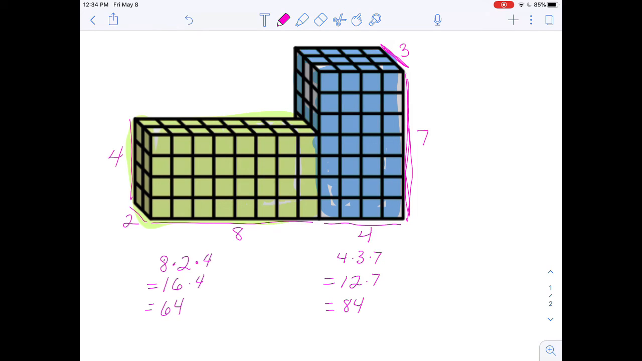So to find the volume of the green and blue together, I'm going to add the 64 and the 84, and get 148 cubic units.